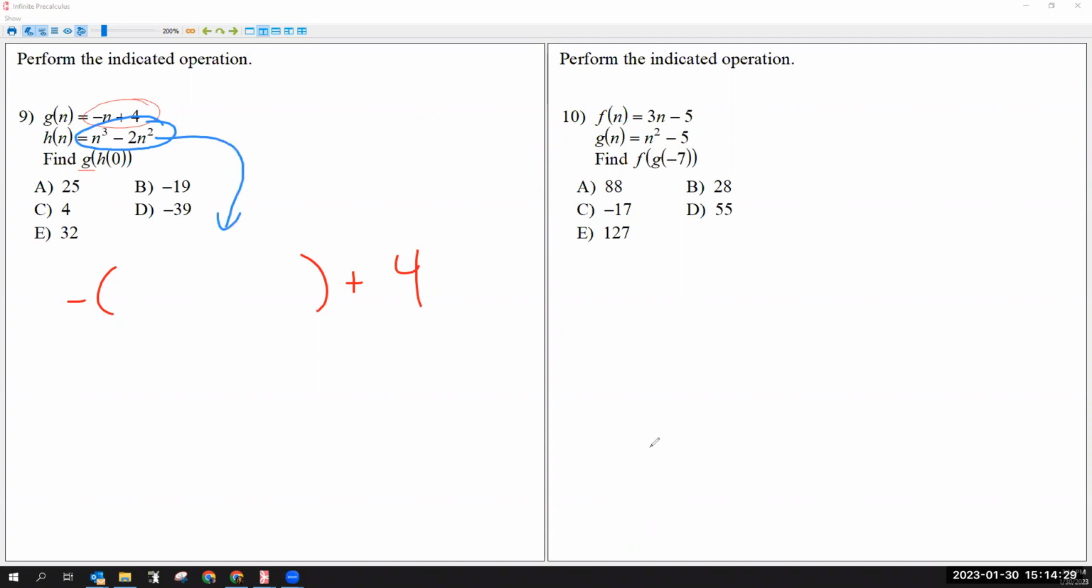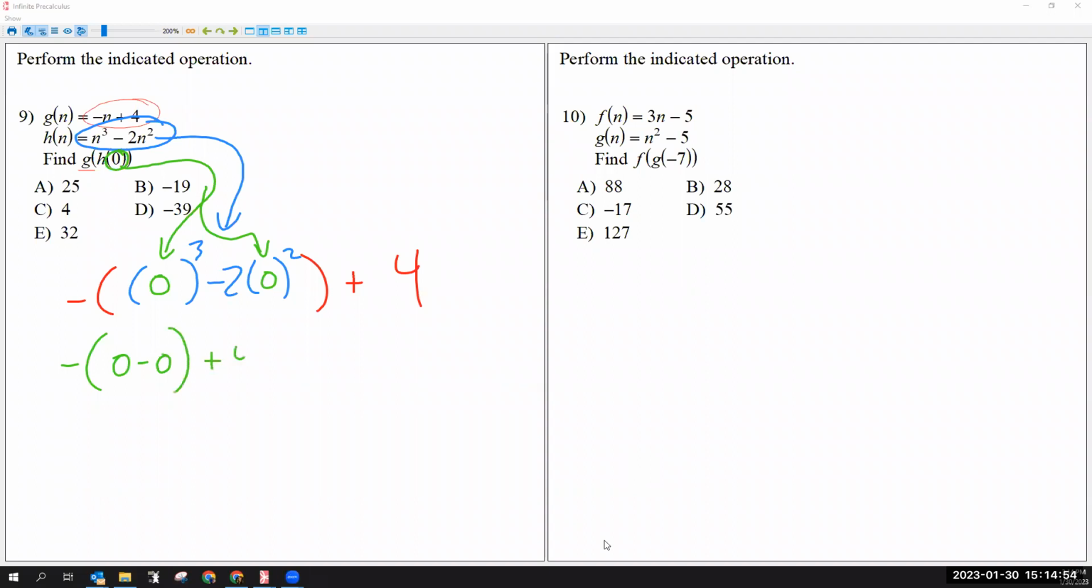But this is what's different. I'm going to say parentheses cubed minus 2 parentheses squared, because inside of there, I take my number, 0. 0 is the easiest number to do math with, so this will work out well. 0 cubed is 0. 0 times 2 is 0. That's all going to become 0 plus 4, which is 4.